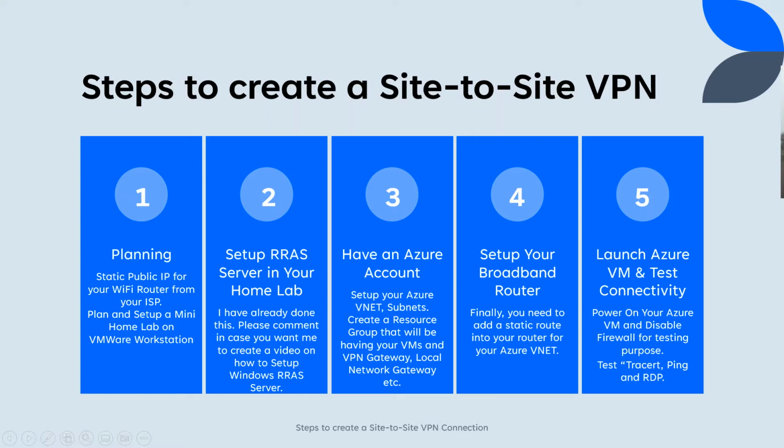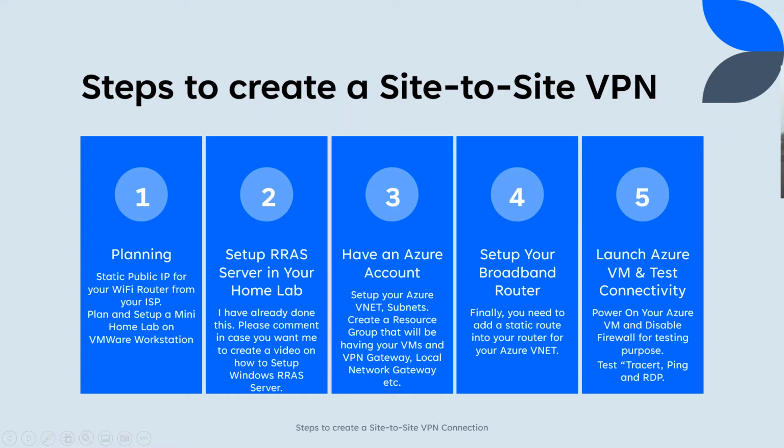We will have an Azure account. So we already have an Azure account. I do have an Azure account. I already created VNets and subnets. I already created a resource group. I already created a VM. So what we'll actually be doing here is creating a local network gateway and an Azure virtual private network gateway, and then we'll be setting up the Azure site-to-site VPN connection here.